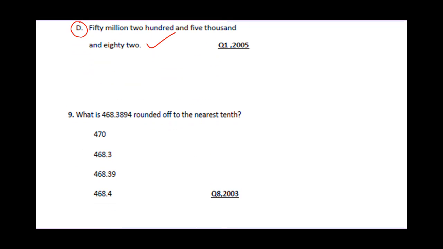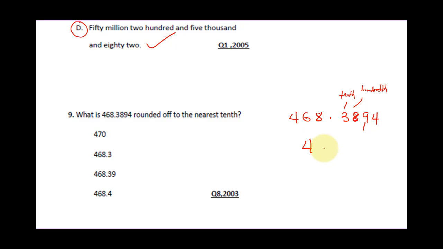Now this question says, what is 468.389 rounded off to the nearest tenth? Now this question is a bit tricky. 0.3894. We're rounding this off to the nearest tenth. Now notice this is tenths, this is hundredths, and the next one is thousandths, and the next one is ten-thousandths. So in order to solve this, rounding this off to the nearest tenth, we're going to look at the next number here.